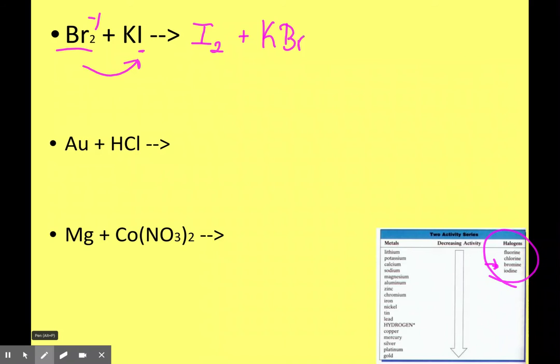The next, we've got Au, which is gold, and it would be positive, so it would replace the hydrogen. So if we come over here, we find hydrogen and we find gold. Gold is down below, so this will not react. So we would just write no reaction.